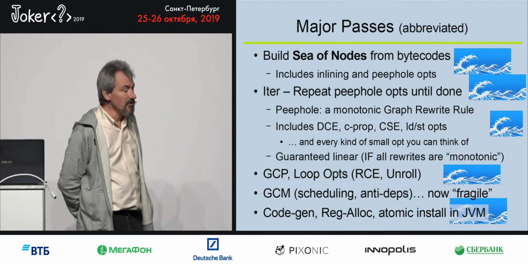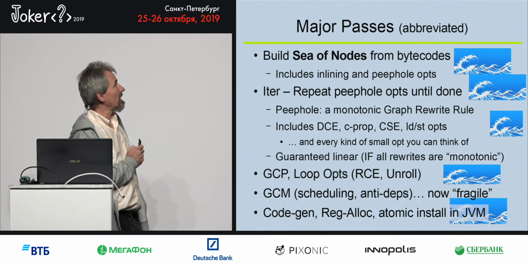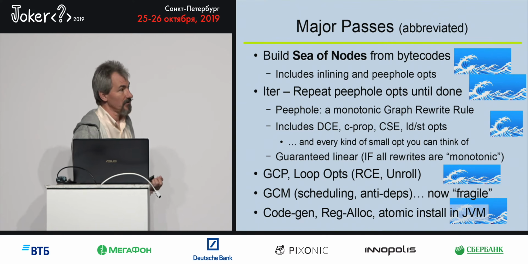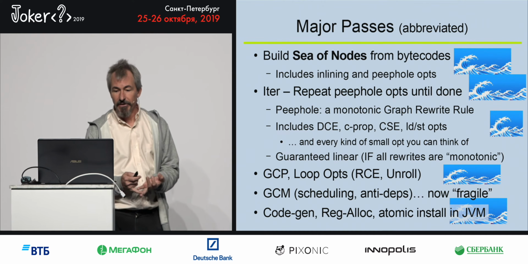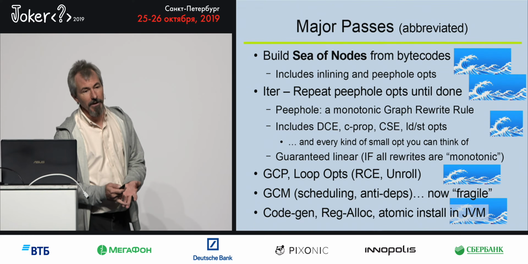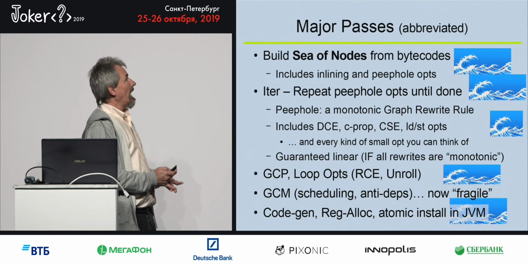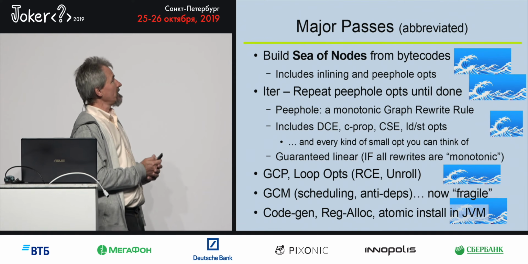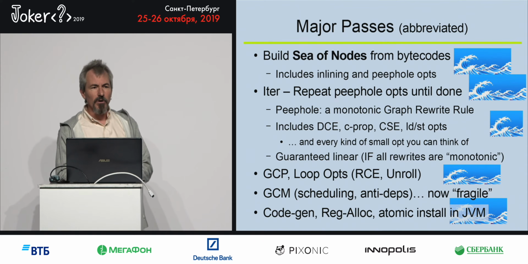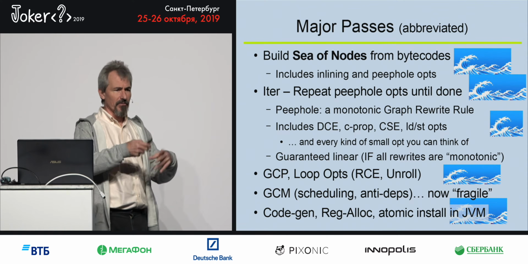So the compiler uses the IR in a bunch of passes, and I'm showing wave after wave after wave. This is an abbreviated version of the main passes. So there's build it in a pass and a half from bytecodes, which includes inlining and peephole optimizations. I'll talk a lot more about them in a minute. There's a major optimization pass called iter, for iteration, repeating peephole optimizations until you're done. And the peephole optimizations do a lot of things, including dead code elimination, constant propagation, common subexpression elimination, load after store, store after load, dead if, dead this, add of zero, address math, reassociation.